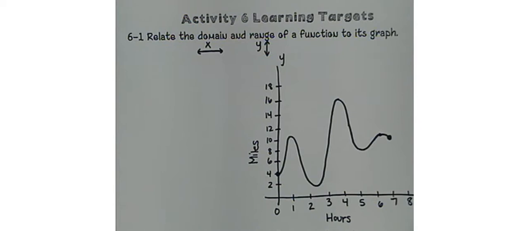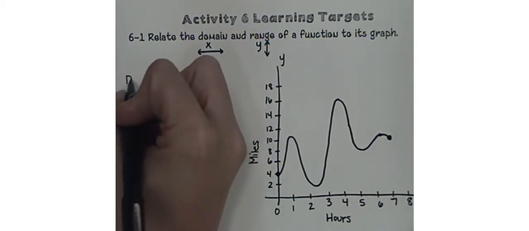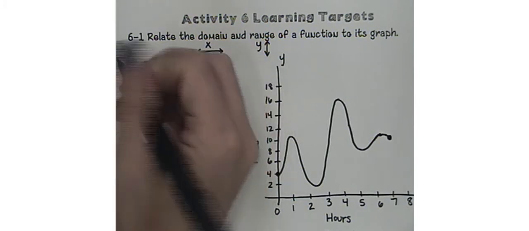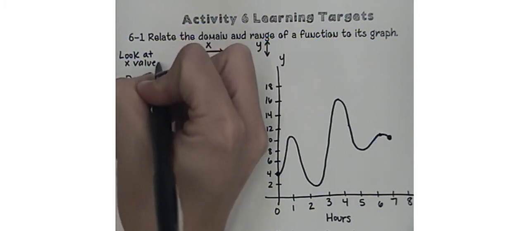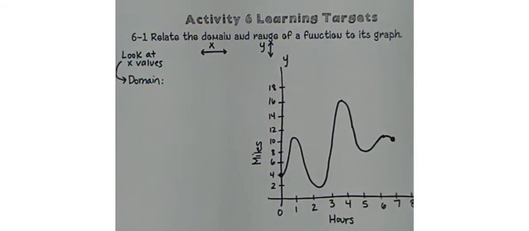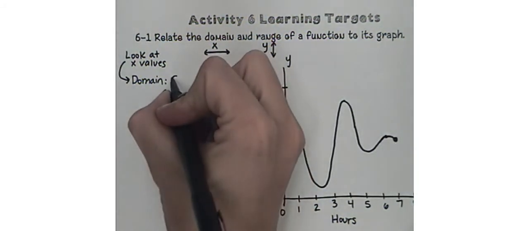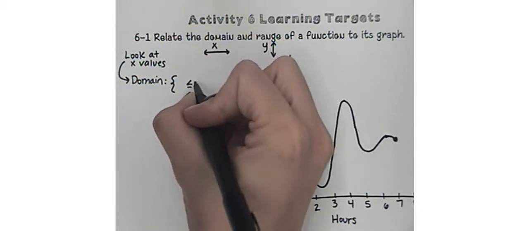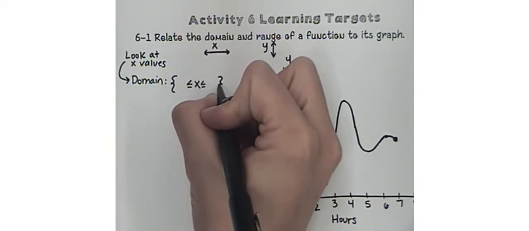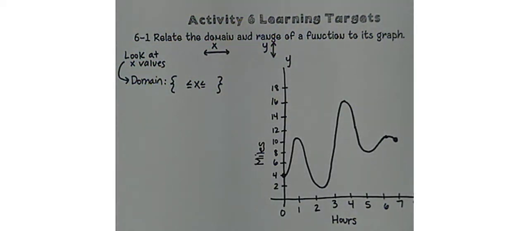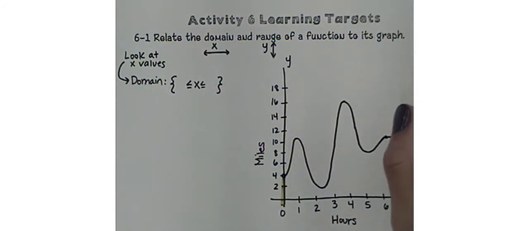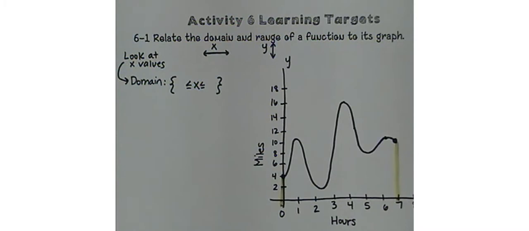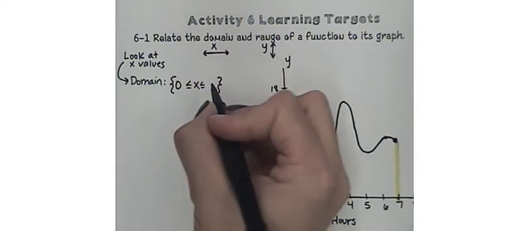Okay, let's look at domain and range. So domain, this is where we look at our x values. And we're going to write it in set notation. So that means I'm going to have my fancy bracket, variable x in the middle. And we look at our x values, so horizontally from left to right. So I start here, and I end all the way at 7. So furthest to the left, we begin at 0 hours, and we end at 7 hours.